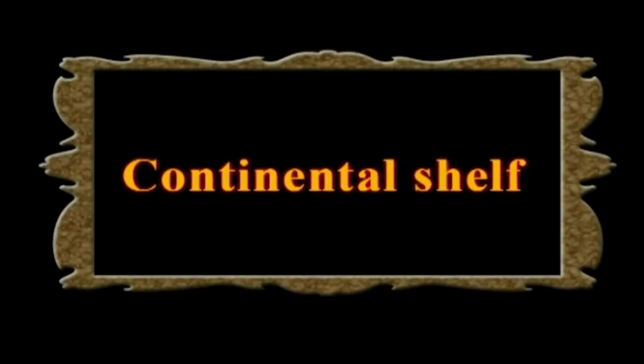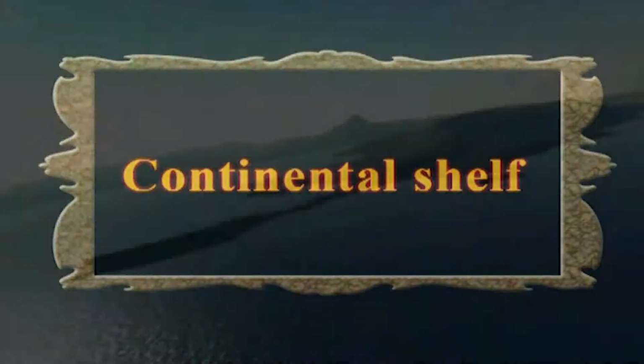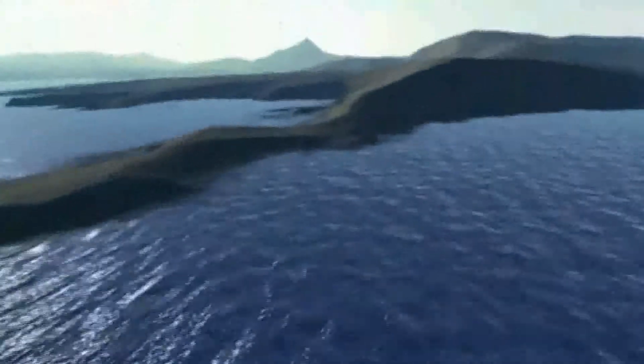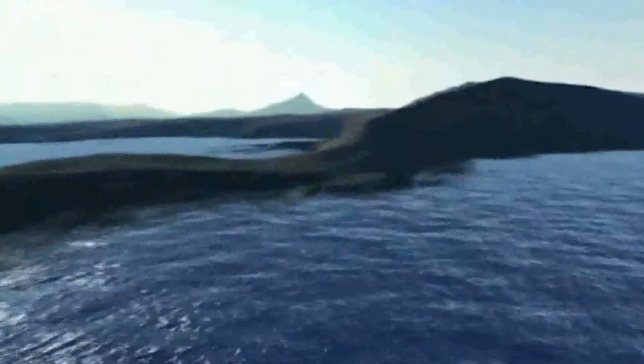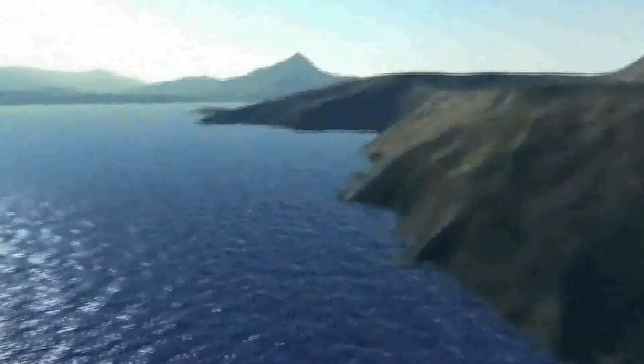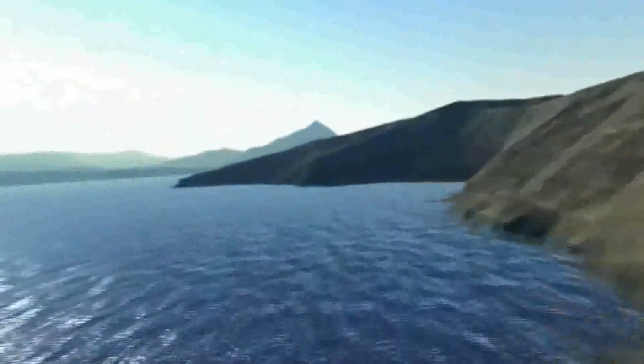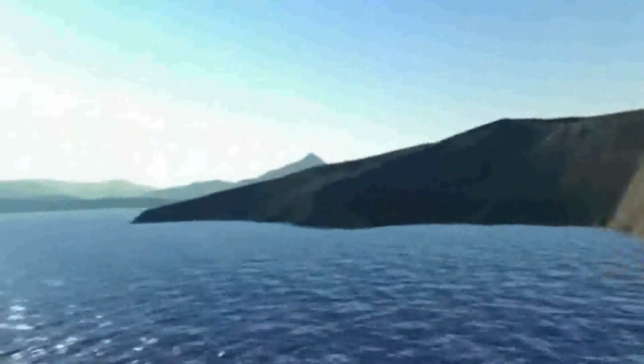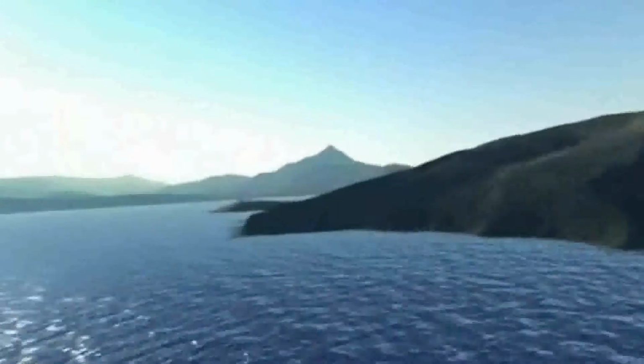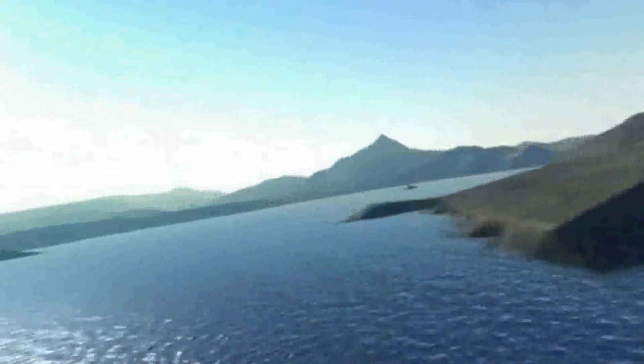Let us see the morphology of the oceans one by one. The first one is the continental shelf. The continental shelf is the first morphological unit of the oceans located adjacent to the coastline. It is an extension of the land beneath the ocean surface. The width of the shelf zone ranges from 60 to more than 1500 kilometers. The water depth of this region may go up to 150 meters.